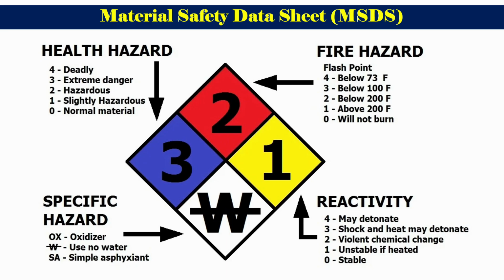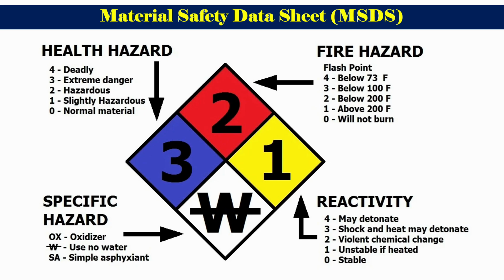Followed by 3, which is marked with blue color. These are health hazards and marked from 0 to 4. 4 means deadly, 3 means extreme danger, 2 means hazardous, 1 means slightly hazardous, and 0 means normal material.